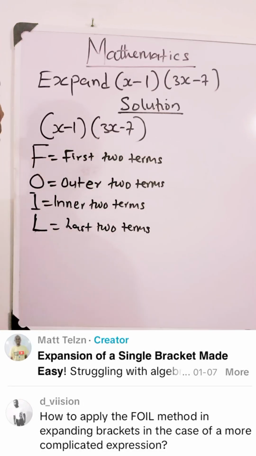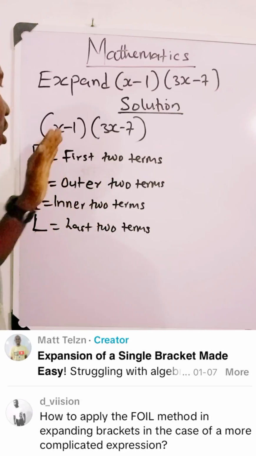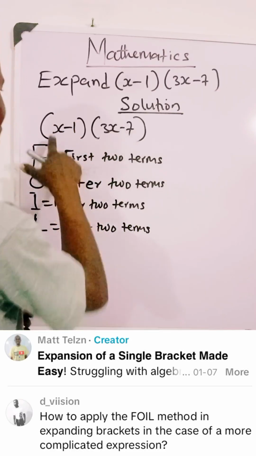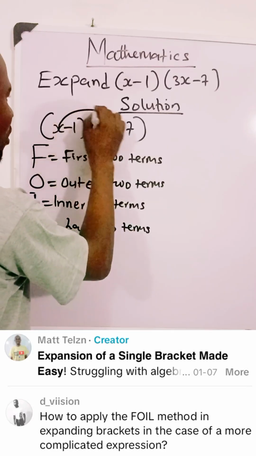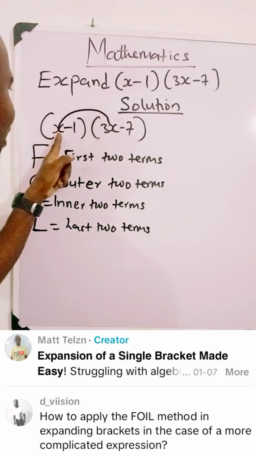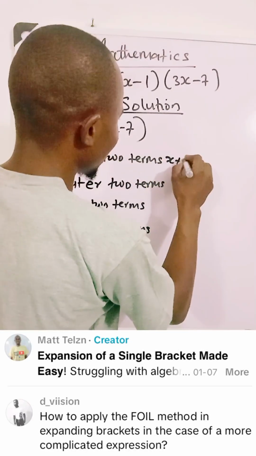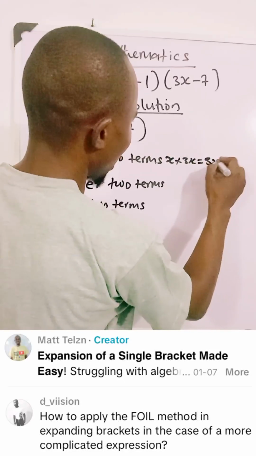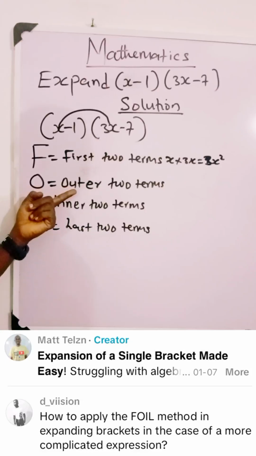This first one here, to apply the F, first two terms, like the two brackets I have, you join the first two terms together. This and this. This is the first two terms. This and this, that is x times 3x. So I'm going to have x times 3x. This is going to give me what? 3x squared, right? Good.